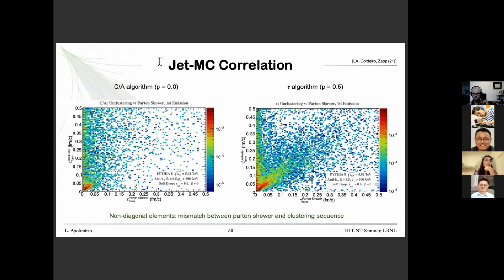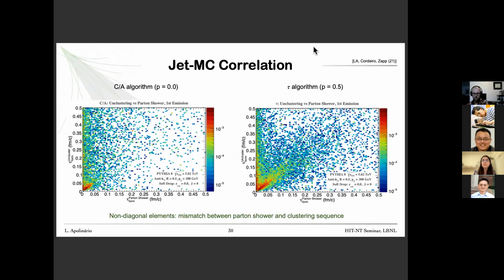This is just for PYTHIA, pure vacuum. This is for Cambridge-Aachen, and this is for the tau algorithm, without any kind of soft drop. As you can see, without soft drop, for Cambridge-Aachen, of course, the correlation is very poor because the first emission is just at the border of my jet, so it's not related to the jet in any way. While for the tau clustering, I have some positive correlations, but I also have a very large amount of emissions that are just a mismatch between the parton shower and the clustering sequence.